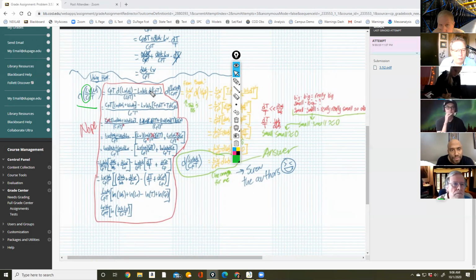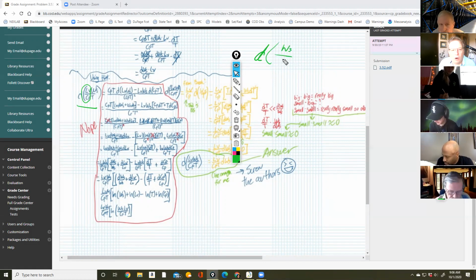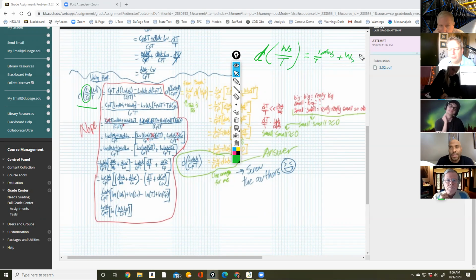So what we're really saying is what we want to take is the derivative of W sub s over T. Now, you could do the quotient rule, which is fine, or you could make it the product rule. The quotient rule is really just 1 over T times dWs plus W sub s times the derivative of 1 over T, which is negative 1 over T squared. Right? So that's kind of how that works.